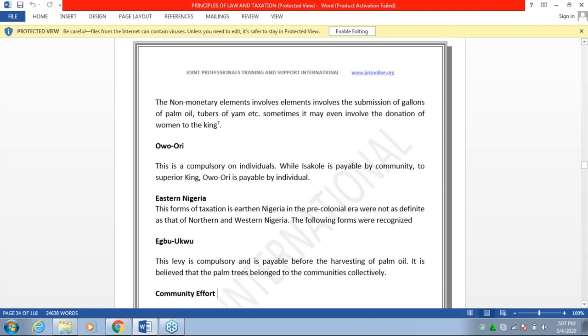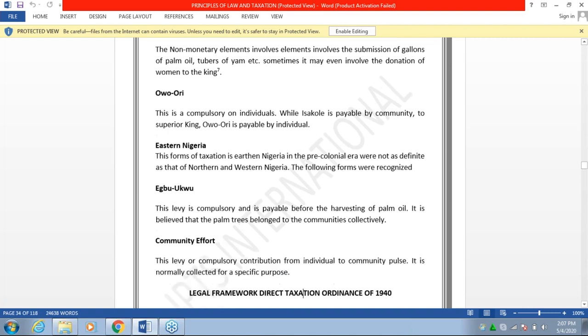Now, Eastern Nigeria. The taxes in the eastern part of the country in the pre-colonial era were not as definite as those of northern and western Nigeria because of their own culture. So the following forms were recognized. We call one Eguku. This Eguku is compulsory and is payable before the harvesting of palm oil, because they all believe that the palm trees belong to the community collectively. So before any farmer harvests the oil, he has to pay Eguku, and that is payable to the community.